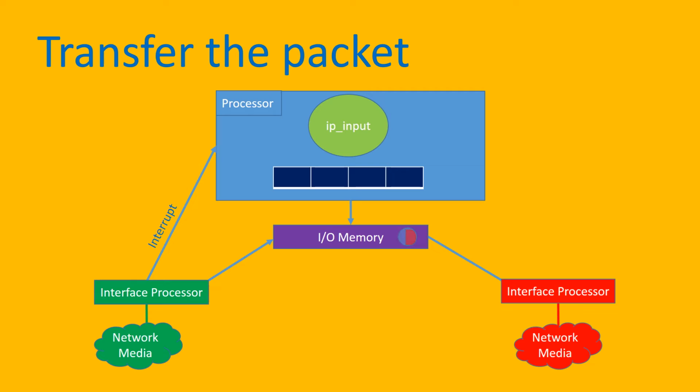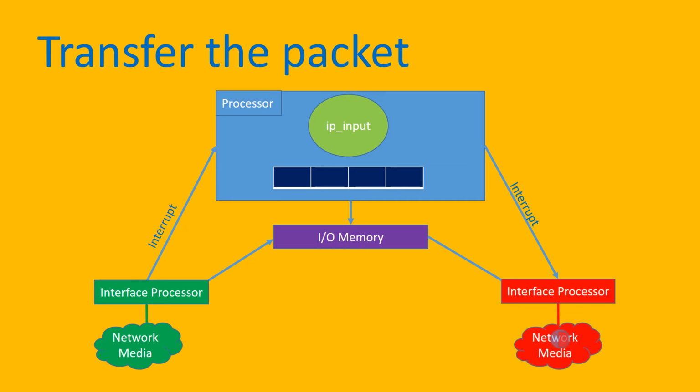As soon as the IP input process puts the packet back into the I/O memory, the main processor sends an interrupt to the interface processor, telling it that there's a packet waiting for output. The interface processor then dequeues the packet from I/O memory and transmits it onto the network.